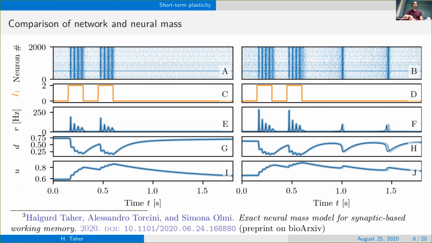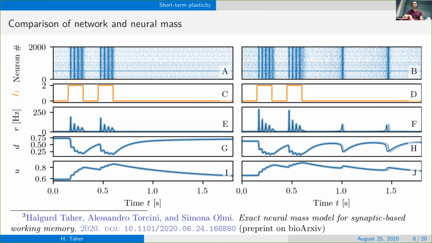In the first panel, you see a simulation of the network using many, many neurons, and each dot represents one spike of a neuron. Here you see some external current, which I feed into the system, and as we feed the current into the system, the neurons start to fire synchronized. And here on this panel, you see the firing rate of the neural mass. And you see that it's perfectly coinciding with the firing of the network.